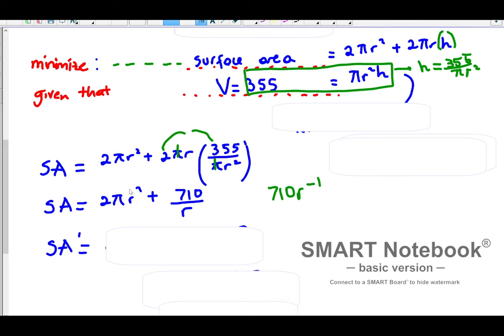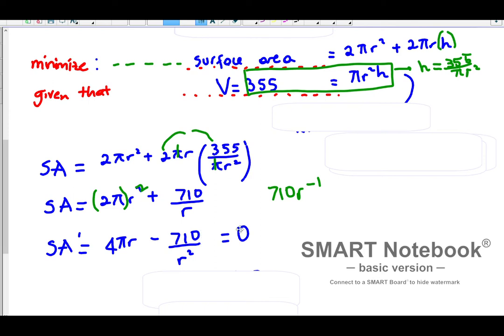And the first term, notice 2 pi is just a number, it's a constant. It will remain as such. Just differentiate the r squared. So you bring the 2 down and subtract 1 from the power. So there you can have 4 pi r. And over here you can have negative 710 r to the negative 2, which can be written as negative 710 divided by r squared, right? Because r to the negative 2 can be brought to the denominator.